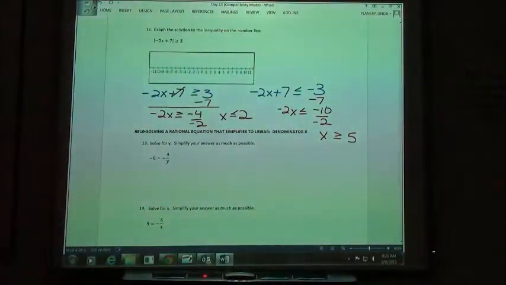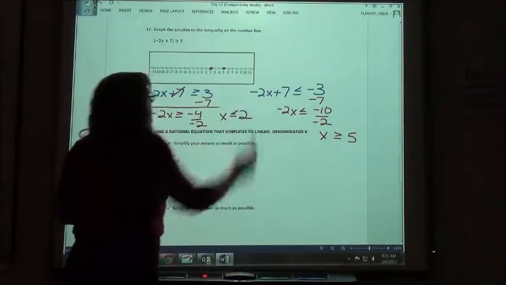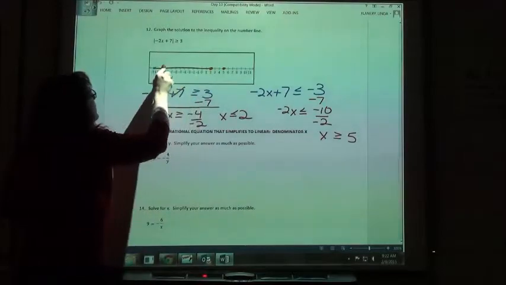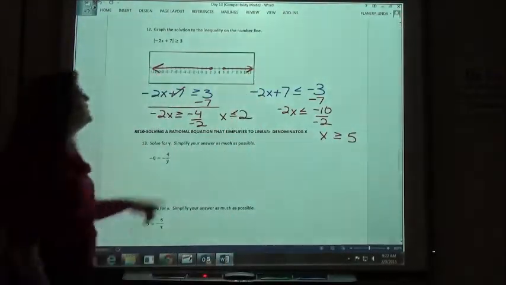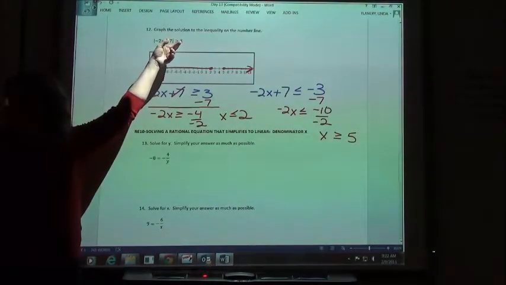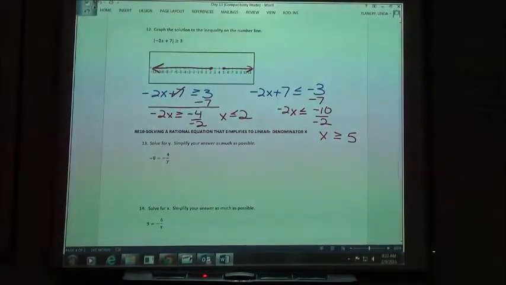What kind of dots should I have on my numbers? Filled in. The filled in ones at 2 and at 5. And I'm shading less than the 2, so on the left side, greater than the 5, so on the right side. But you can see this was a greater than to start with, and we know that when we start with the greater than, we should end up shading the 2 outsides of our expression. And we did. So that's a good check.